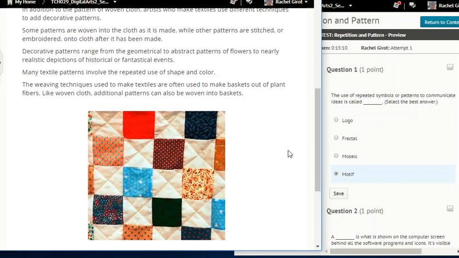Decorative patterns range from the geometrical to abstract patterns of flowers to nearly realistic depictions of historical or fantastical events. Many textile patterns involve the repeated use of shape and color. The weaving techniques used to make textiles are often used to make baskets out of plant fibers. Like woven cloth, additional patterns can also be woven into baskets.